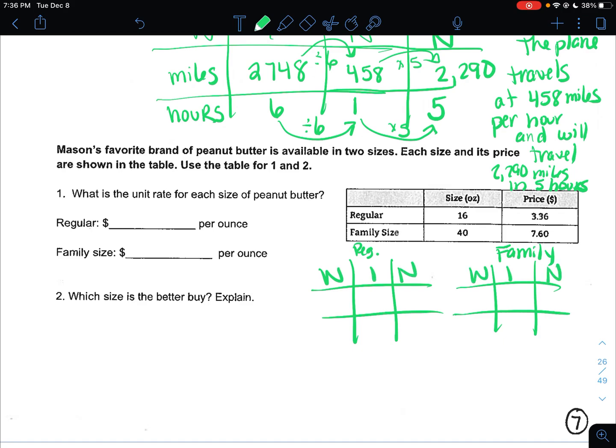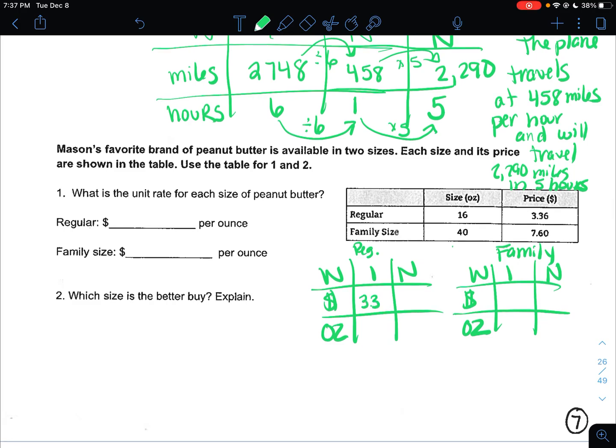So in order to figure out the better buy, you want to find the unit price of each item or the price per ounce. So we're talking about dollars and ounces. So you're going to fill in the information from the table. So the regular is $3.36 per 16 ounces. And the family size is $7.60 per 40 ounces. So I want you to figure out the price per 1 ounce of each of them and then compare them to figure out the better buy.